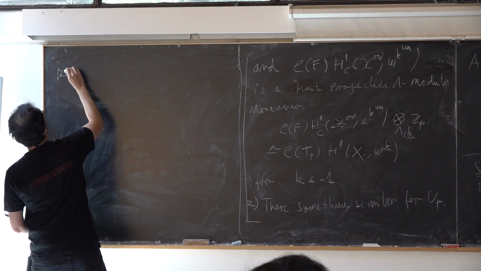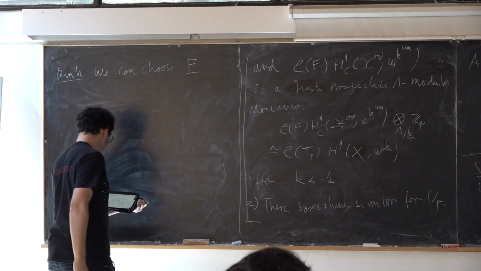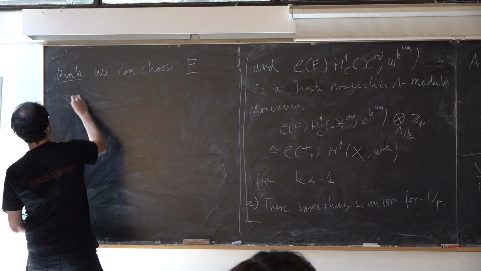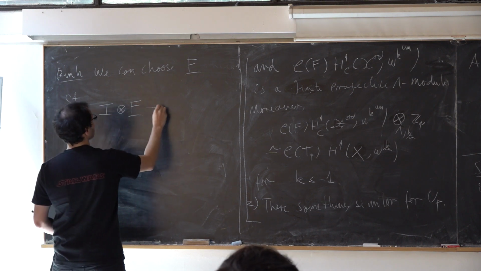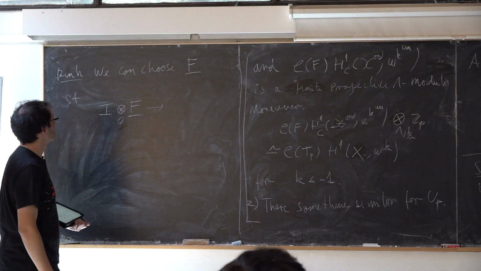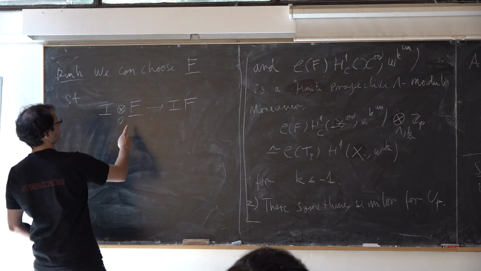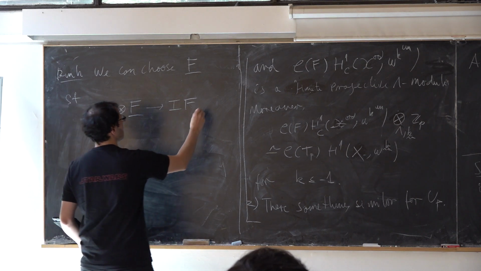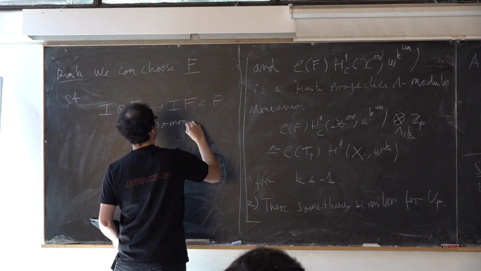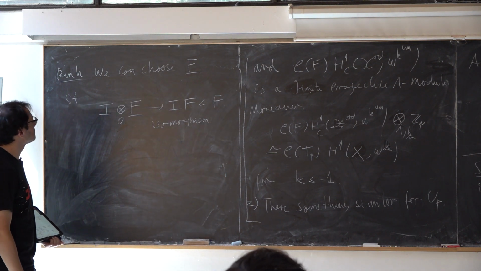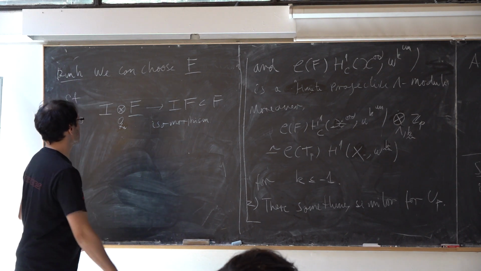There's a remark. We can choose f underline such that the following map is an isomorphism. We take the ideal sheaf, we take this tensor product over O_{X_n}, and we go in this way. This is like the definition of I_F, so this is inside F, and we ask that this is an isomorphism. All these f's are the same, this is the underline F.